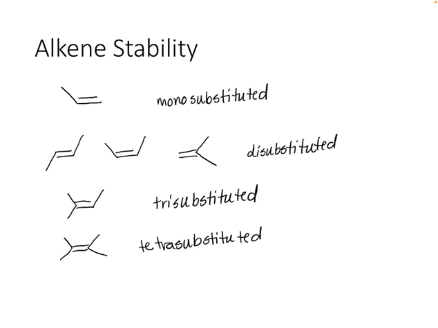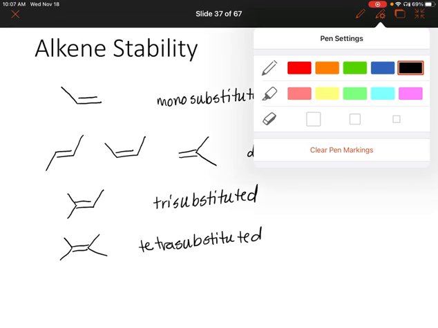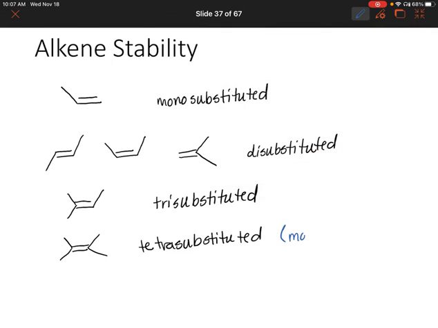The tetrasubstituted alkene. So that is actually our most stable type of alkene. And again, that's due to hyperconjugation. The more substituents you have on the double bond, the more hyperconjugation there is, and the more stable it is. So that means that the monosubstituted alkene is the least stable alkene.